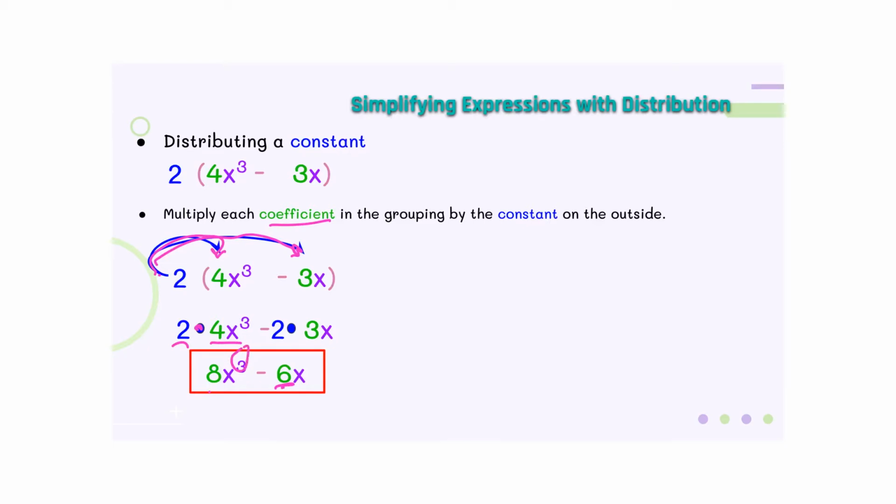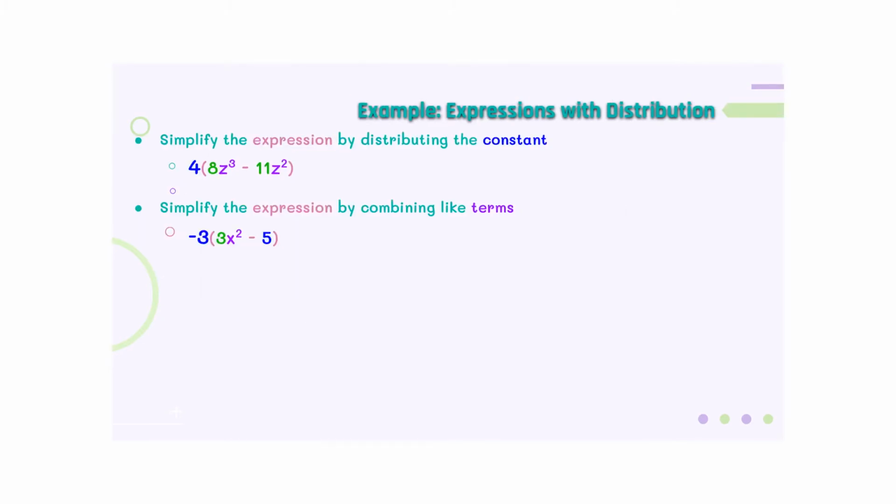We don't change anything about the exponents. You are just multiplying the constant by the coefficient. So you try. Simplify these expressions by distributing the constant and combining like terms.